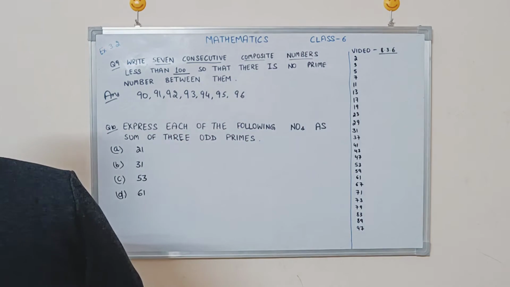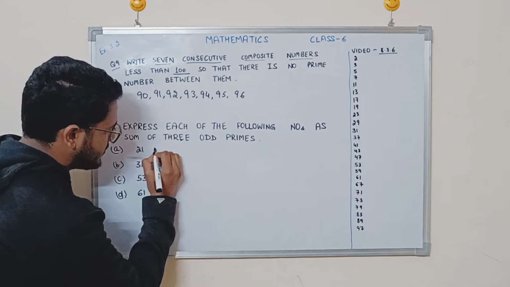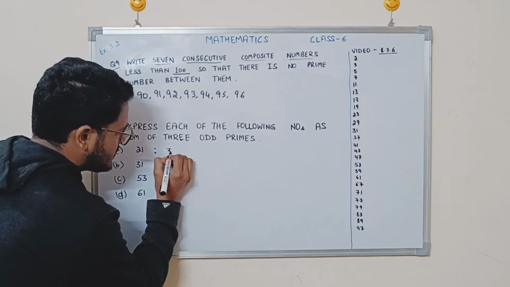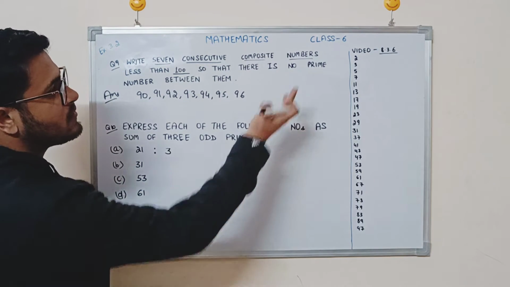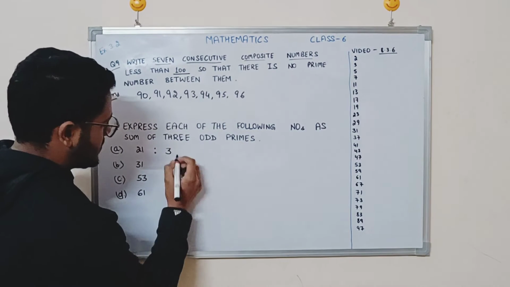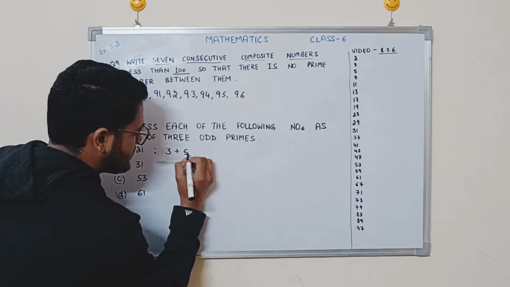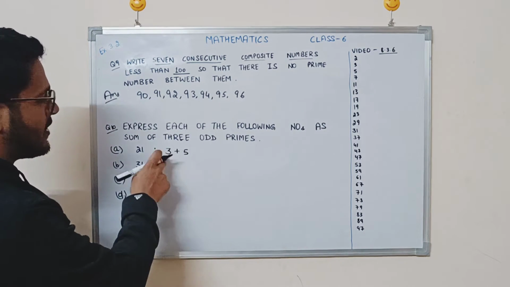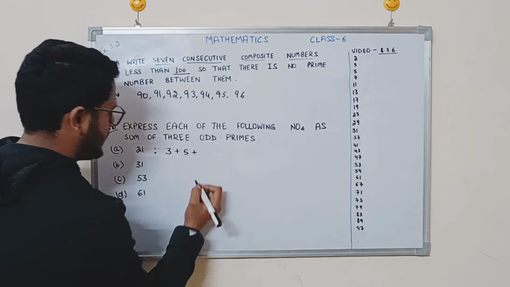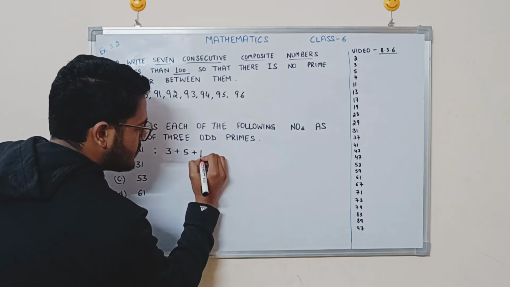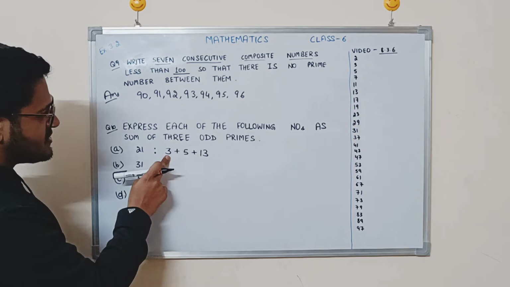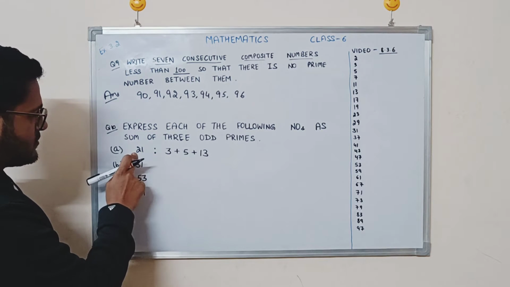Okay. So first let's go with 21. First of all, let me take 3. We have the first odd prime number is 3, right? Let's take 5 then. 3 plus 5, what does it come out to be? 5 plus 3, 8. Okay. So 21 minus 8 will be 13, right? 13 plus 5, 18. 18 plus 3, 21.